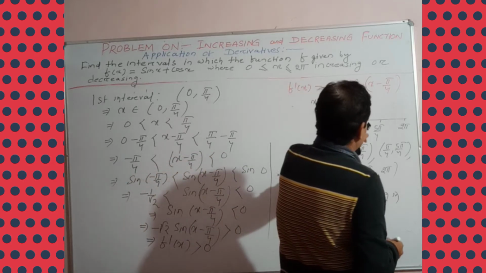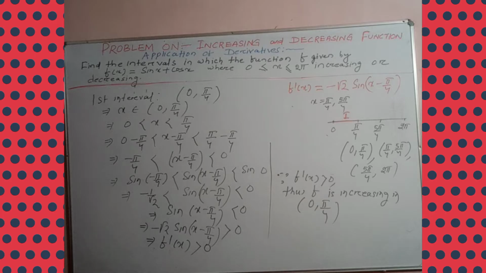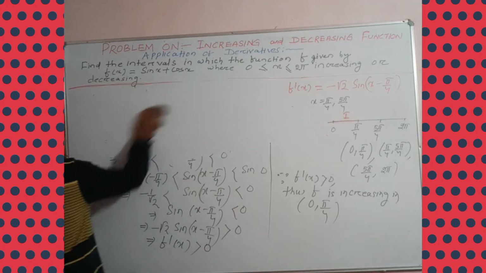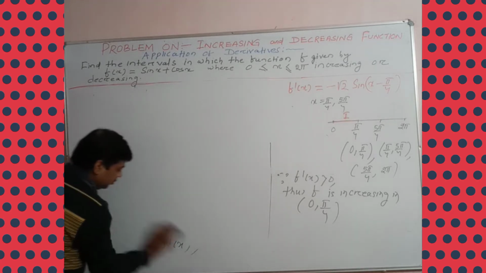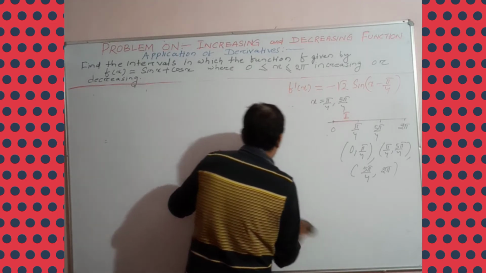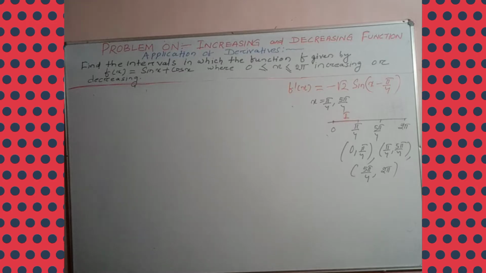Similarly, let's see in the interval pi by 4 to 5 pi by 4. Is it clear? Understand? Whether the function is increasing or decreasing. Let us come to the second interval. Okay, note down here. So one point you got: in the interval 0 to pi by 4 the function is increasing.